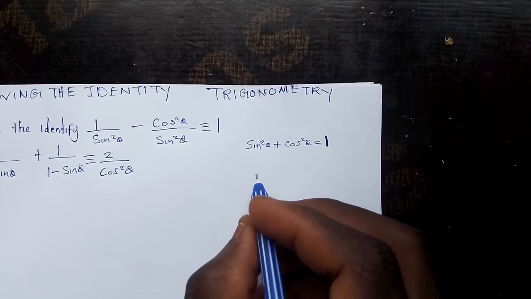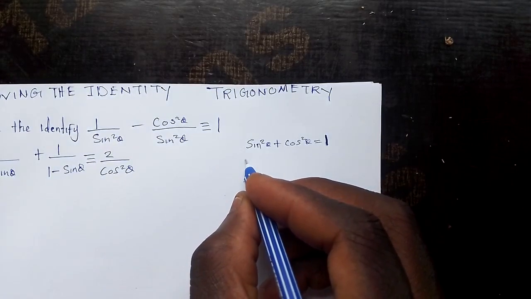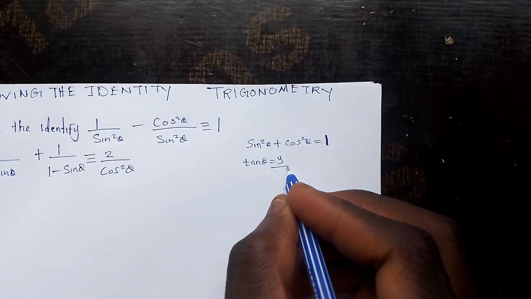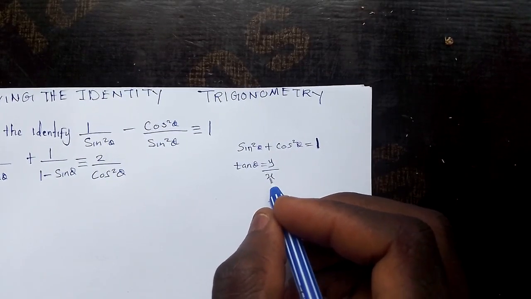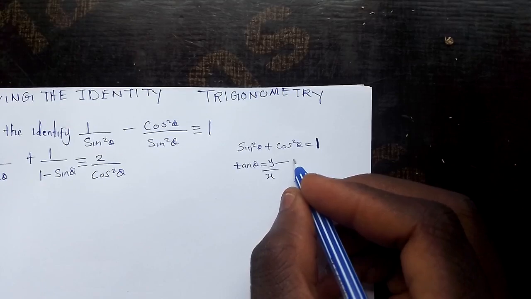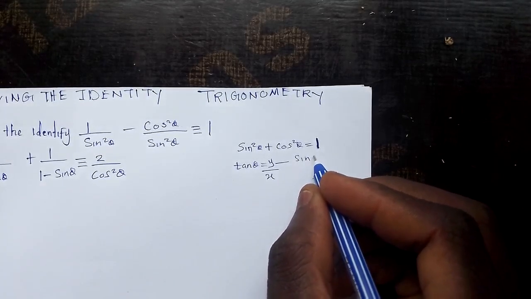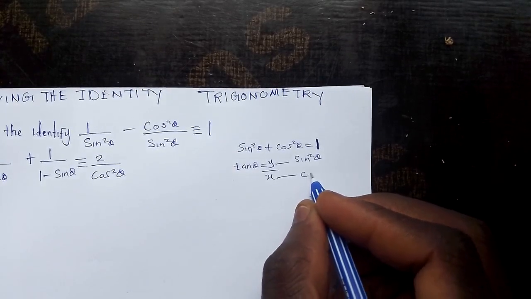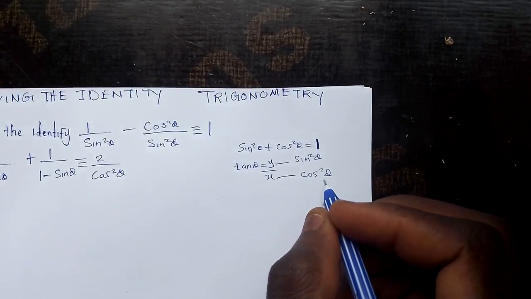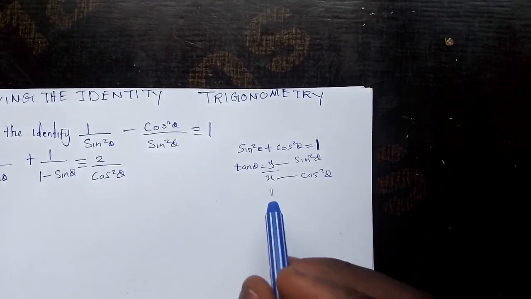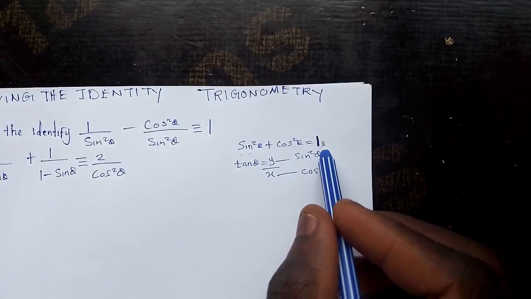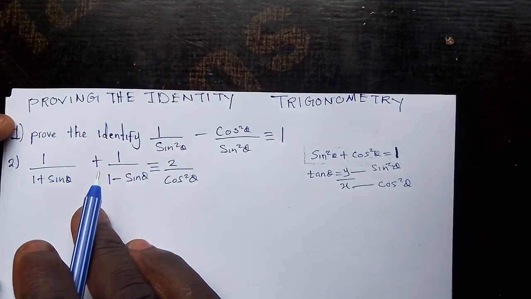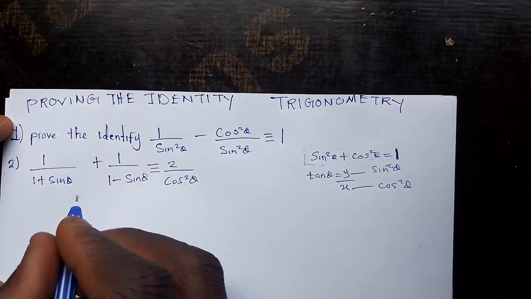Apart from this one, tan theta is equal to y over x, where y is sine 2 theta and x is cos 2 theta. But on this part here, I'm just going to use the first identity, which is going to help me prove the identity of these questions. So let me start with the first one.